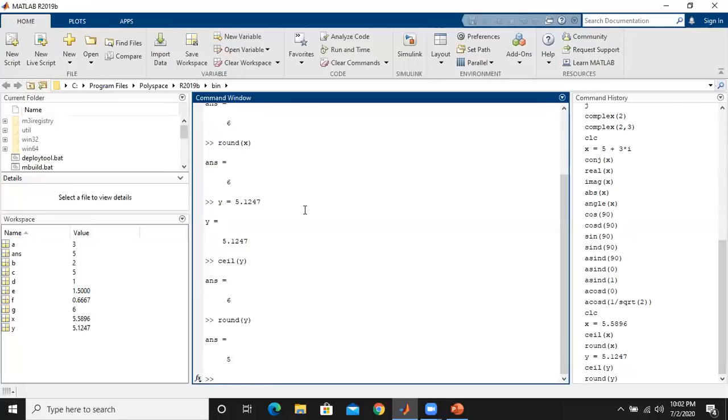So just remember, if the number after the decimal point is 5 or greater, then it rounds the number up to the nearest integer. If it is less than 5, then it goes towards the left and makes that number the one very near on the left side. Okay, so like that, the ceil and round functions work in MATLAB.